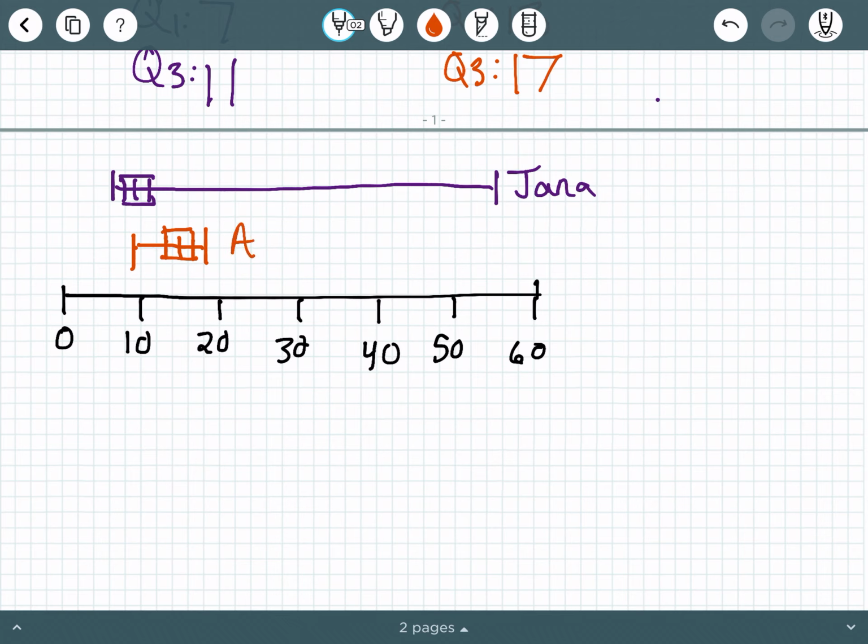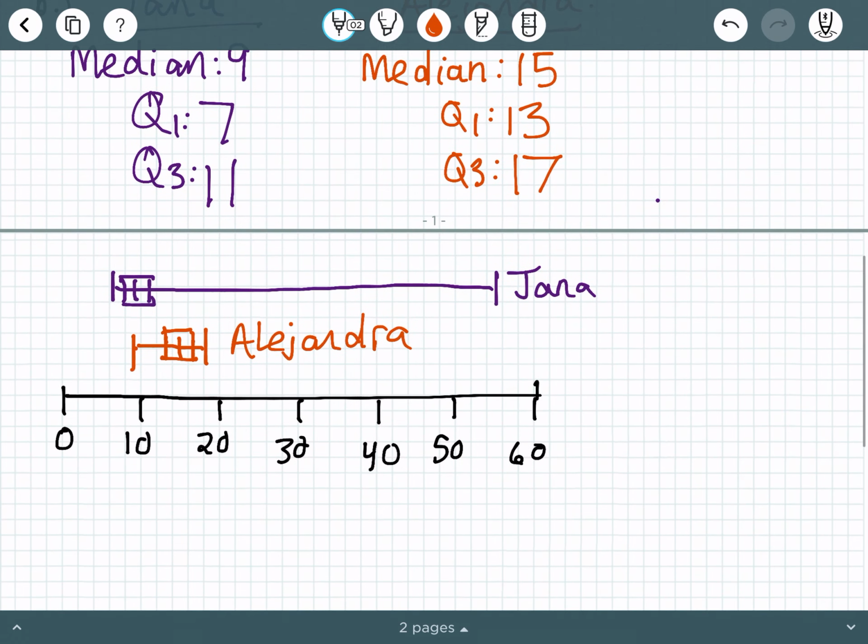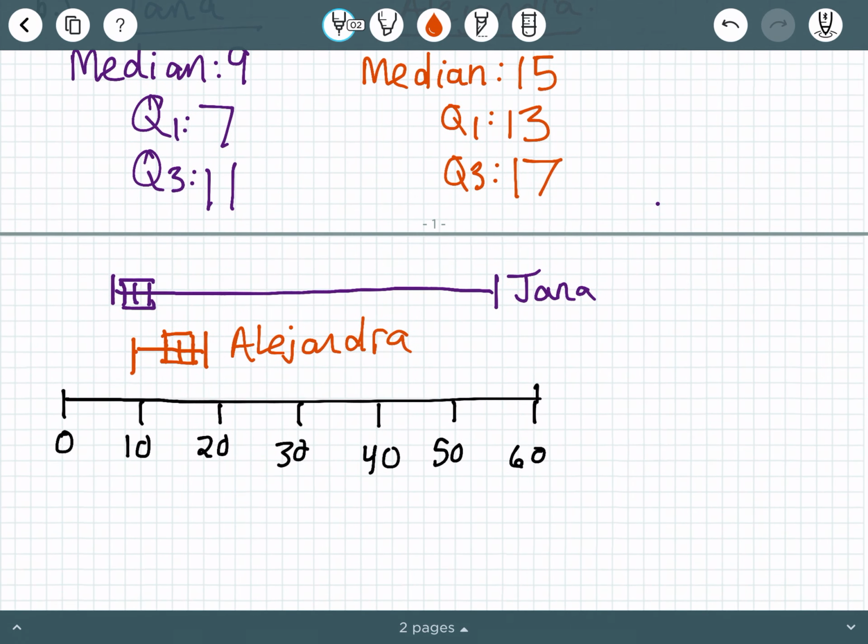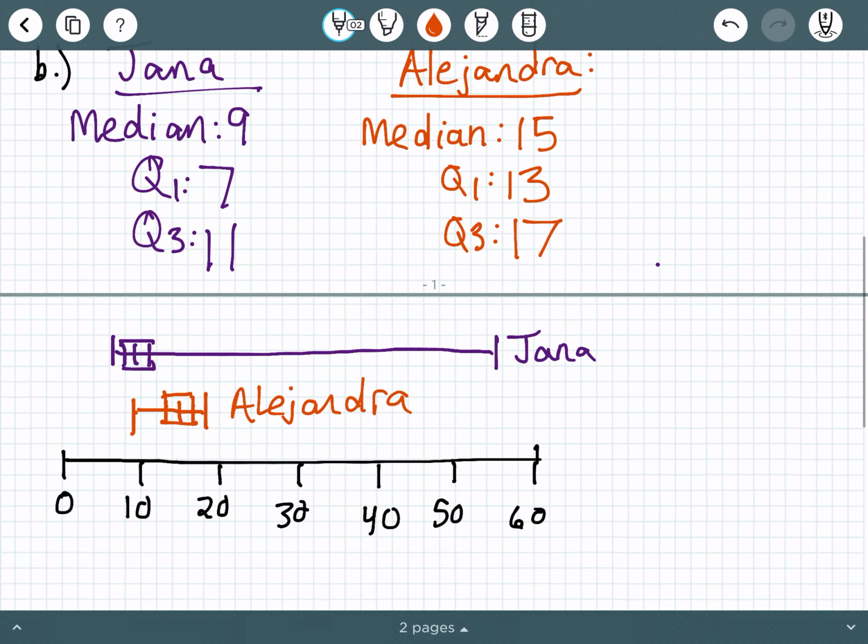And this one was for Alejandra. All right, so we have our box plots here.